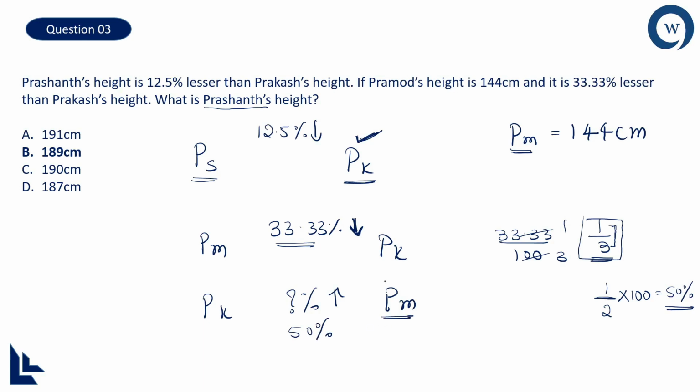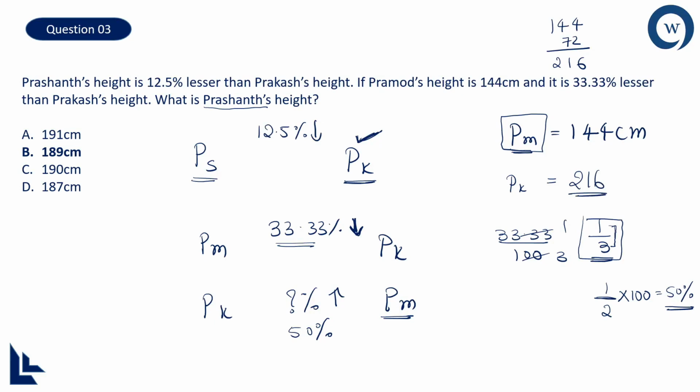And now from this we can calculate. Pramod's height is 144, right? And Prakash's height is 50% more than this. That means 50% of 144 is half, right? That is 72. And Prakash's height is 72 plus 144, which is 216. Now you got to know that Prakash's height is 216.